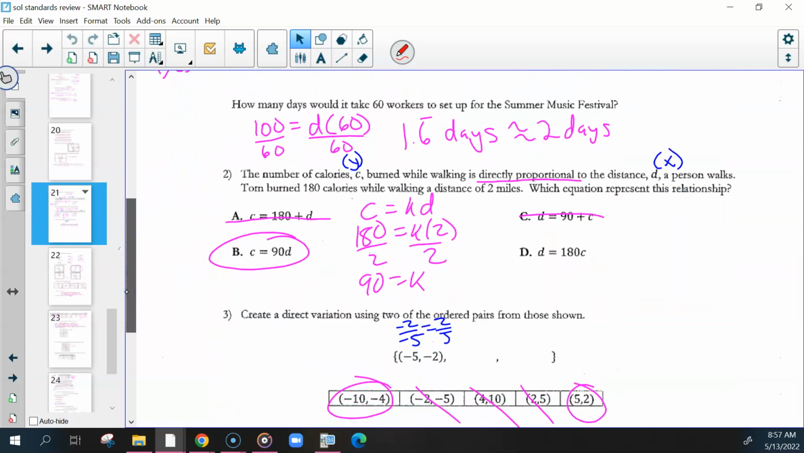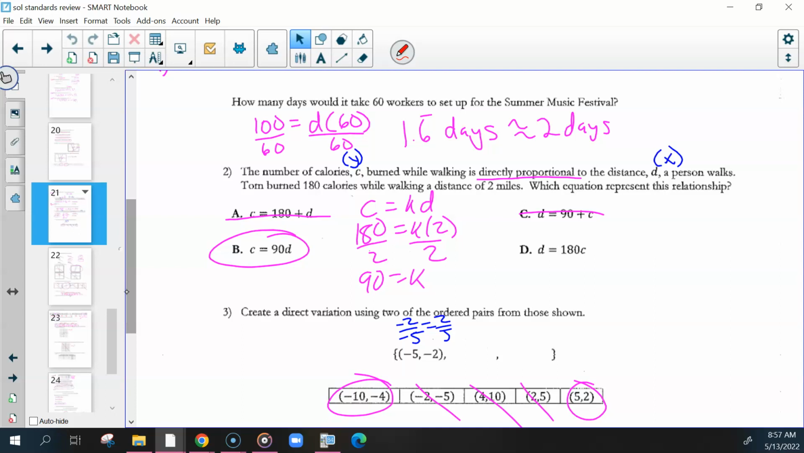Number 2 now says directly proportional, so that would be a direct inverse. So again, we could eliminate A and C because these 2 are adding, and direct and inverse don't add. However, B and D both represent a direct inverse, so we have to know which one is the right one. As we're looking at the variables given, if C is like our Y, and that has to come first, C has to be equal to whatever. So it couldn't be B.